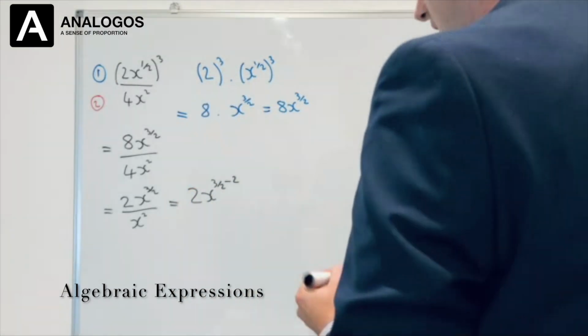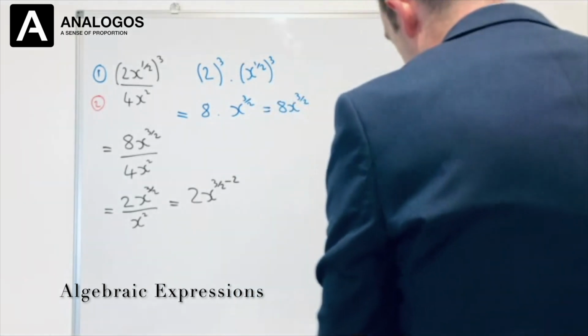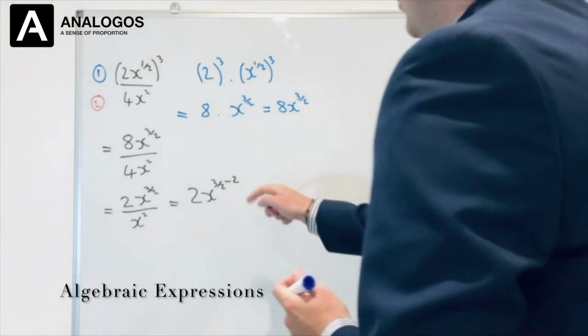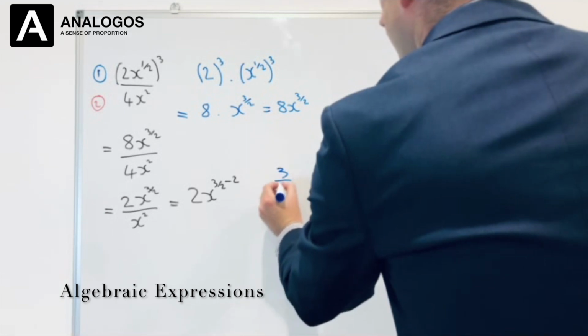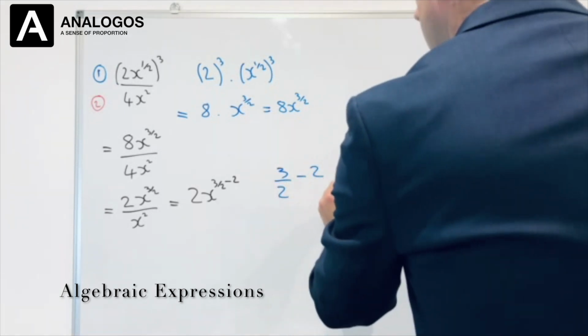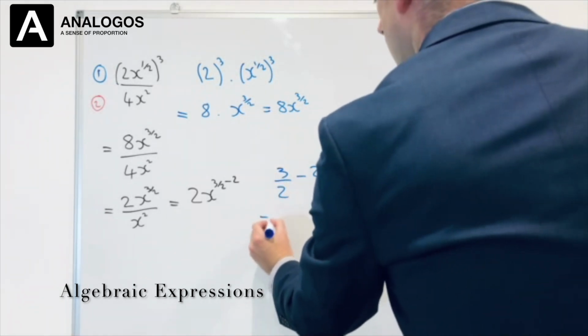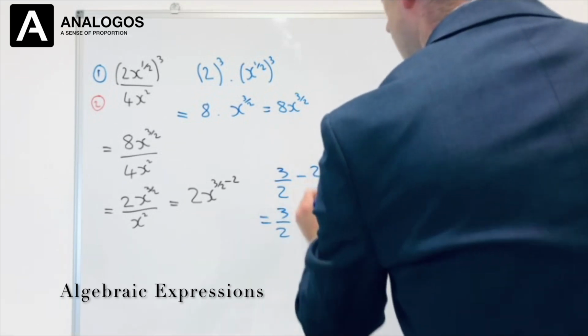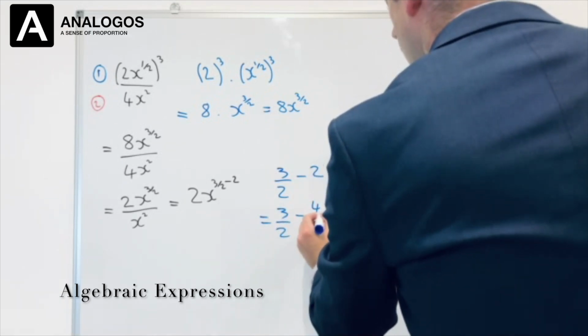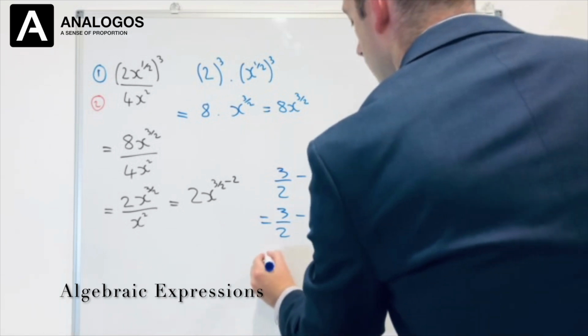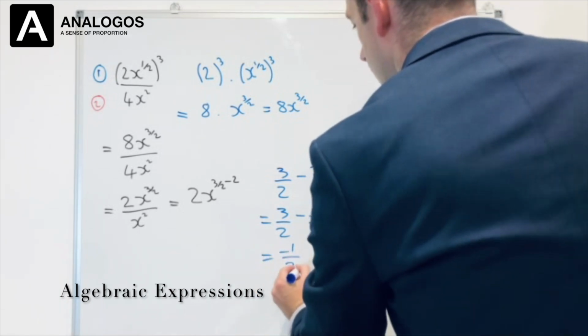How do you subtract fractions? Hopefully you remember how to do that. You can't subtract them unless they have the same denominator. So 3 over 2 minus 2 equals 3 over 2, if you multiply top and bottom by 2, 4 over 2. So 3 minus 4 would be minus 1 over 2.